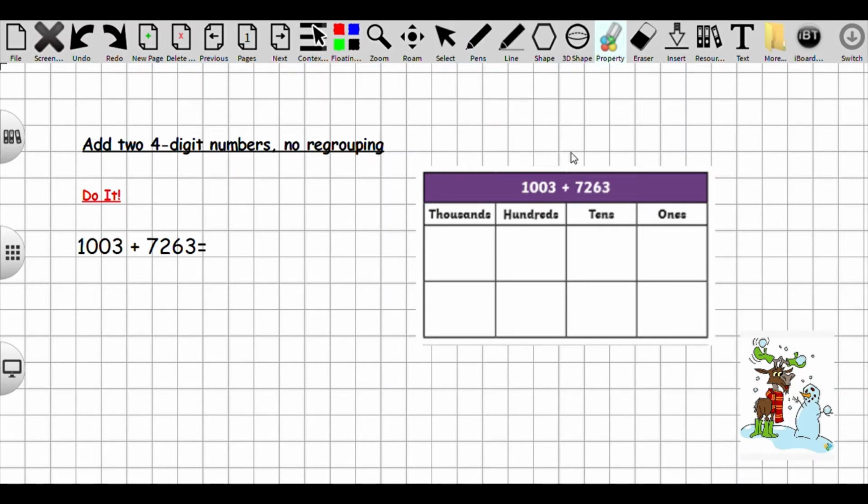Right then, so we have 1003. So 1000, are there any hundreds? No. Are there any tens? No. Are there any ones? Yes, there's 3. 1, 2, 3.